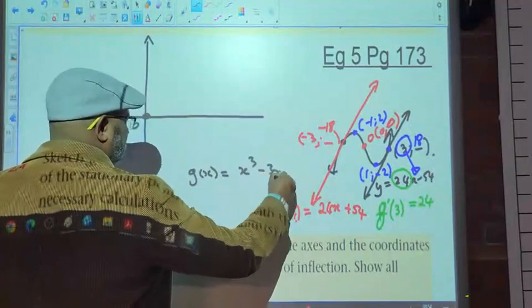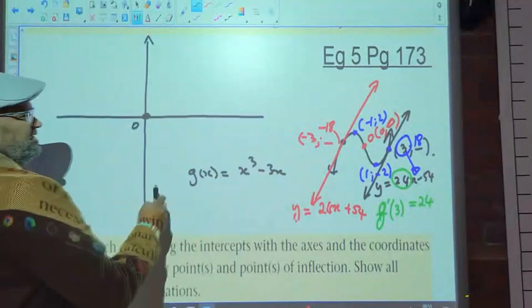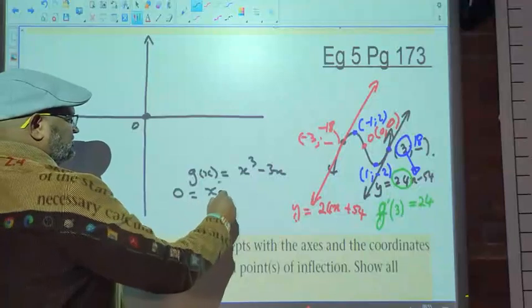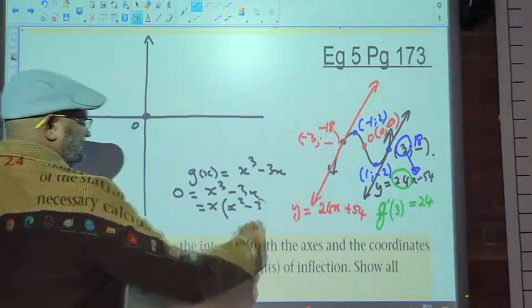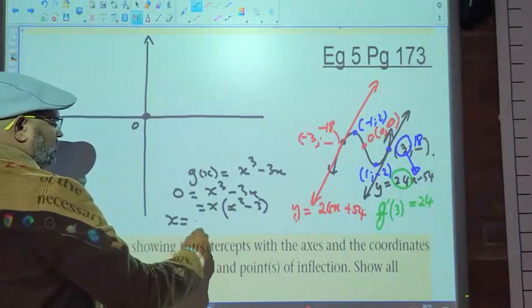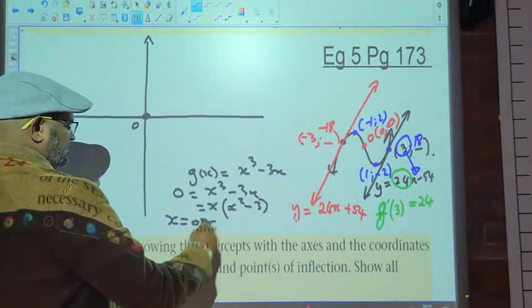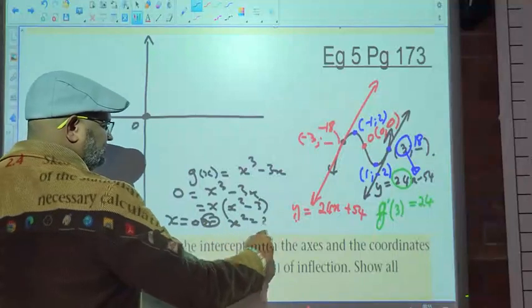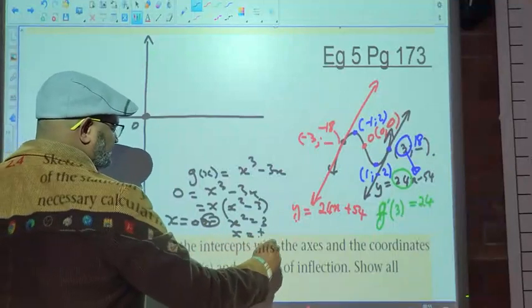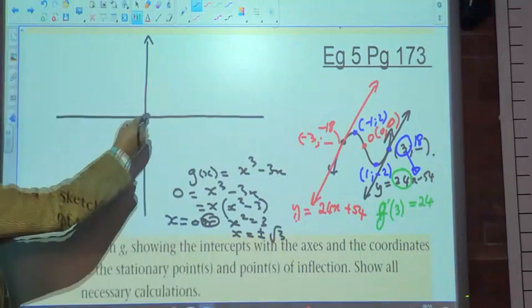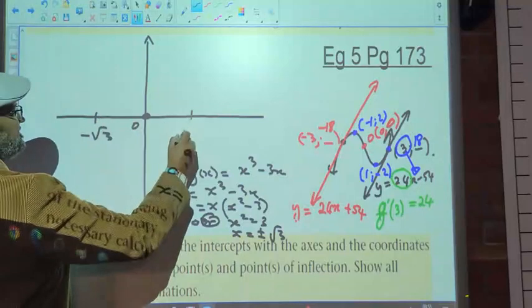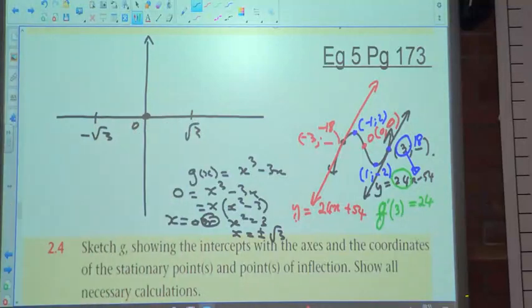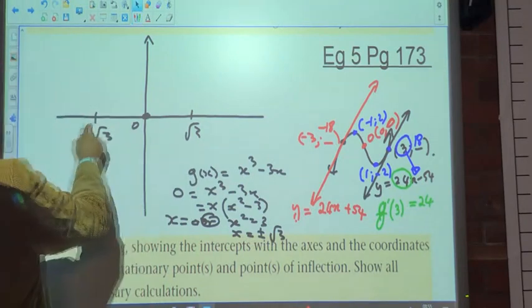X cubed minus 3x. So how do I work out the x-intercept? y equals 0. So 0 is equal to x cubed minus 3x. Take out x as a common factor and we're left with x squared minus 3. So x is equal to 0 or x squared is equal to 3. Take the square root, it goes plus minus. So you got x is 0, minus root 3 and root 3. You all agree with that? Then we have to make this a bit bigger.